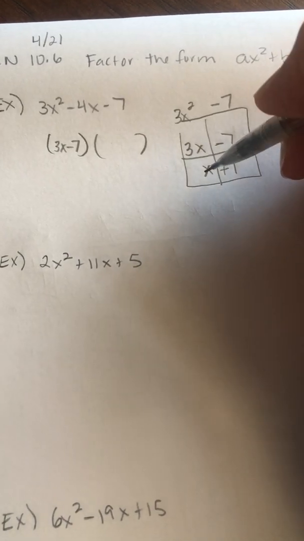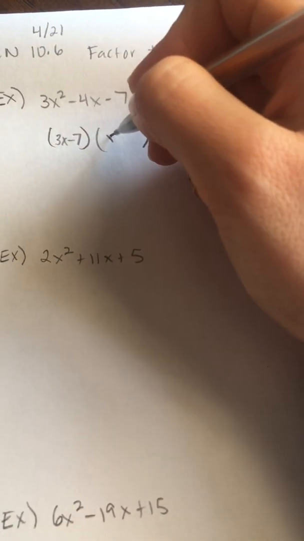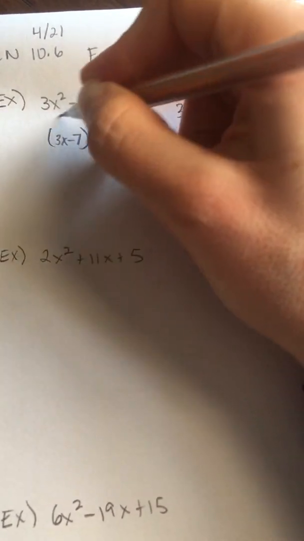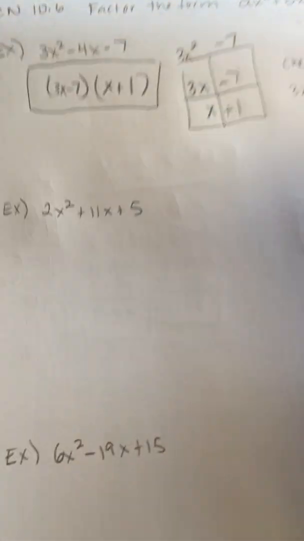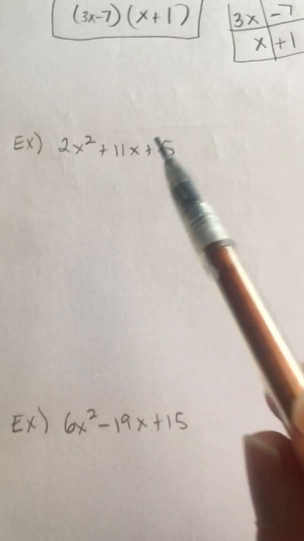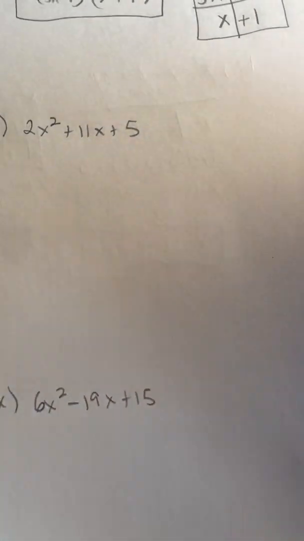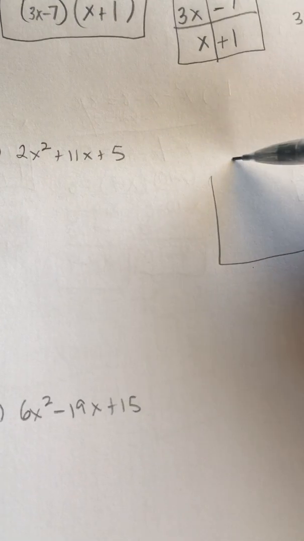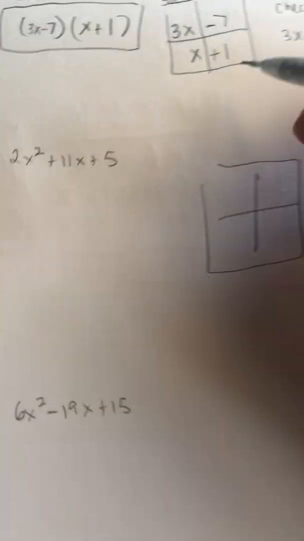What goes in the second? X plus 1. And then we are finished. Done. Second example, is it in order? Quadratic, linear, constant? Yes, it is. I don't have to rearrange anything, so I go and make my box.